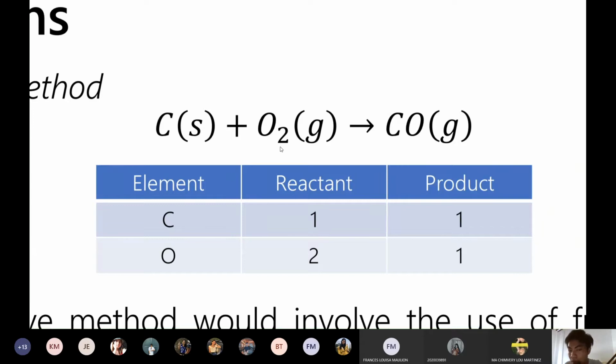Okay. So paano ko kaya ibabalance itong O2 na to? Kasi tignan mo, I have 2 atoms on the reactant and 1 atom on the product side. What number should I multiply sa 2 para maging 1? Ano kaya i-multiply ko dito para maging equal siya sa 1?